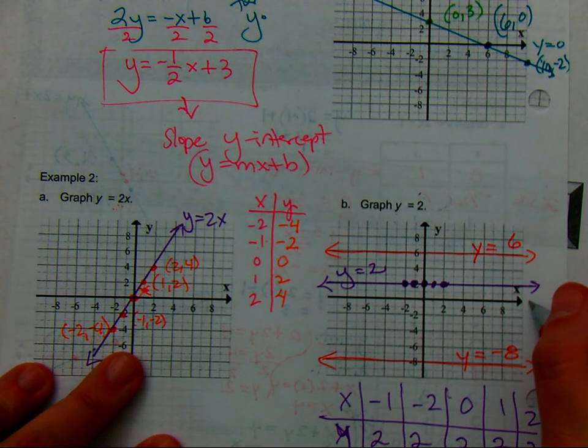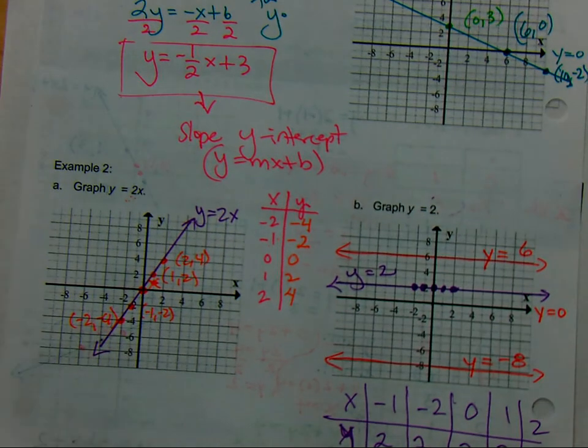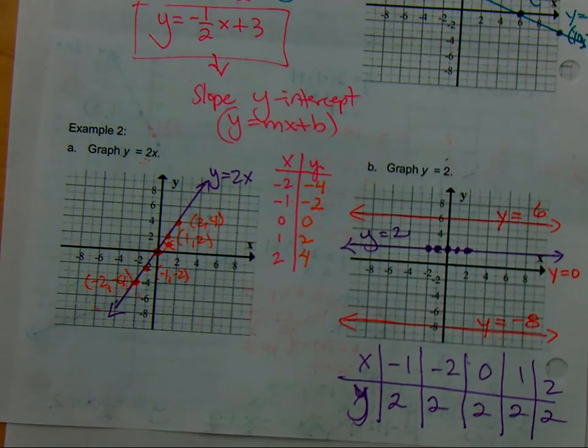And the x-axis is y equals 0. So every single horizontal line is always going to be y equals the number. There's no variable x. You don't have to plug in any number for x, but we're saying that y is always equal to that number.